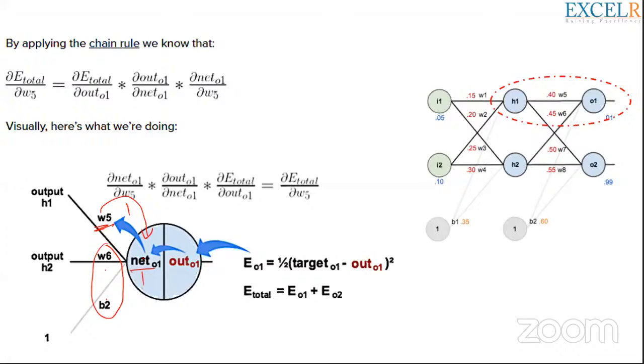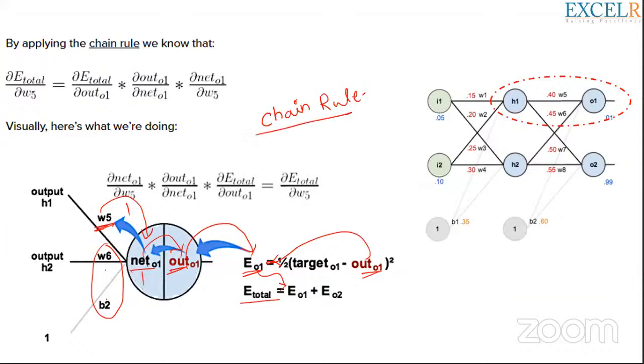Then I'll find out the rate of change of out01 with respect to net01. Because of the change in out01, what is the change in E01? Because out01 is being used in this E01. It is a straightforward method. Now we are going to use all of these internal components to find out the rate of change of E total with respect to W5. That we can accomplish using the chain rule from derivatives.